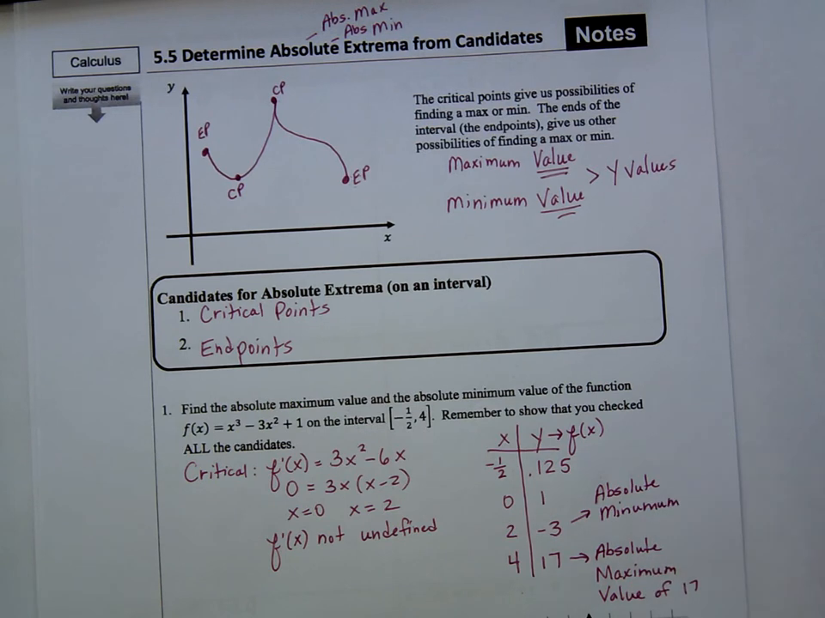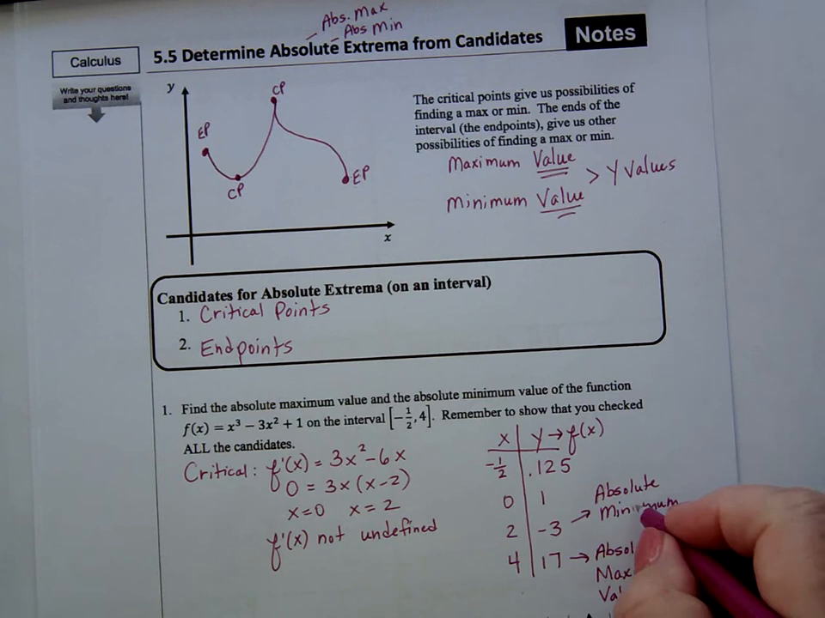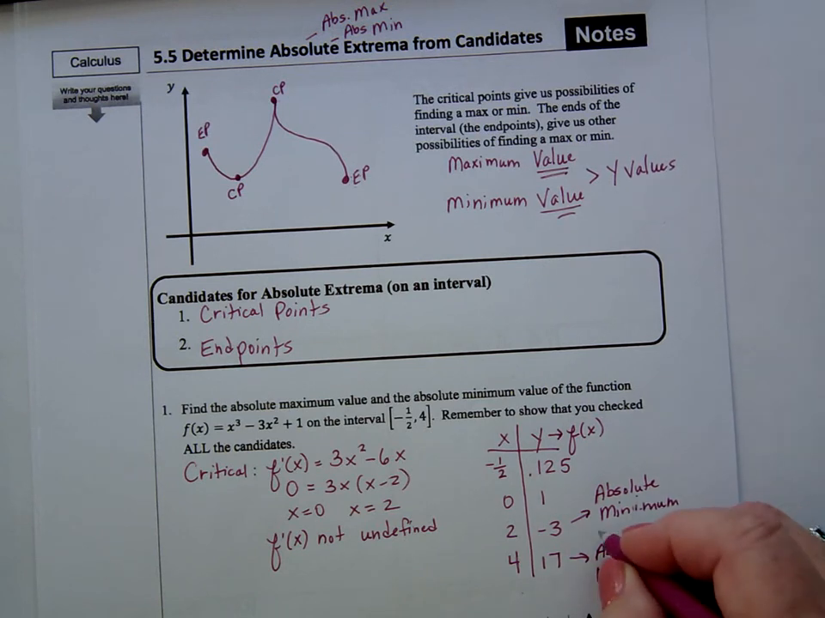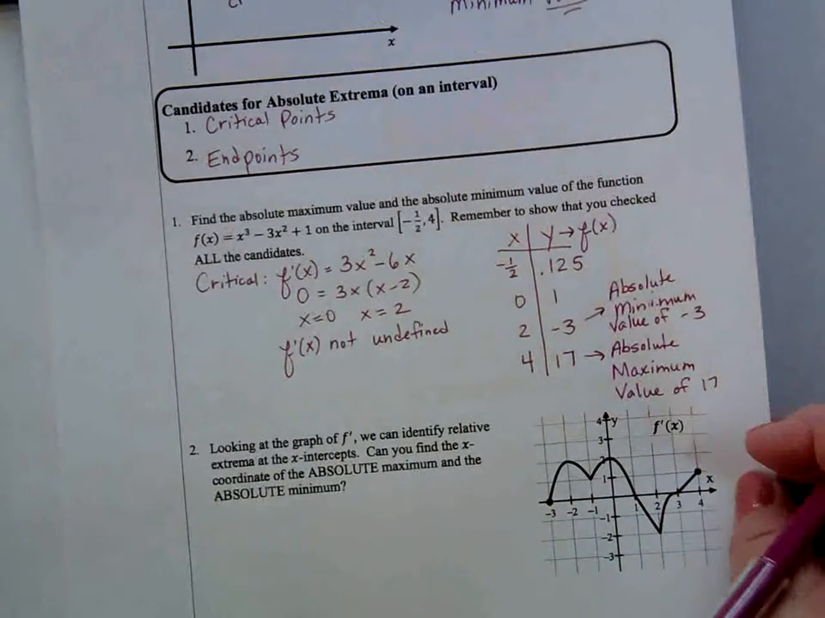Did I say that right? Minimum value of -3. You'll see a lot of times I just write it as the coordinate, 2, -3, and 4, 17. But realize when they're asking you for the absolute minimum value, they're really looking for what the y values would be. All right, then we get to the second example here from a graph.